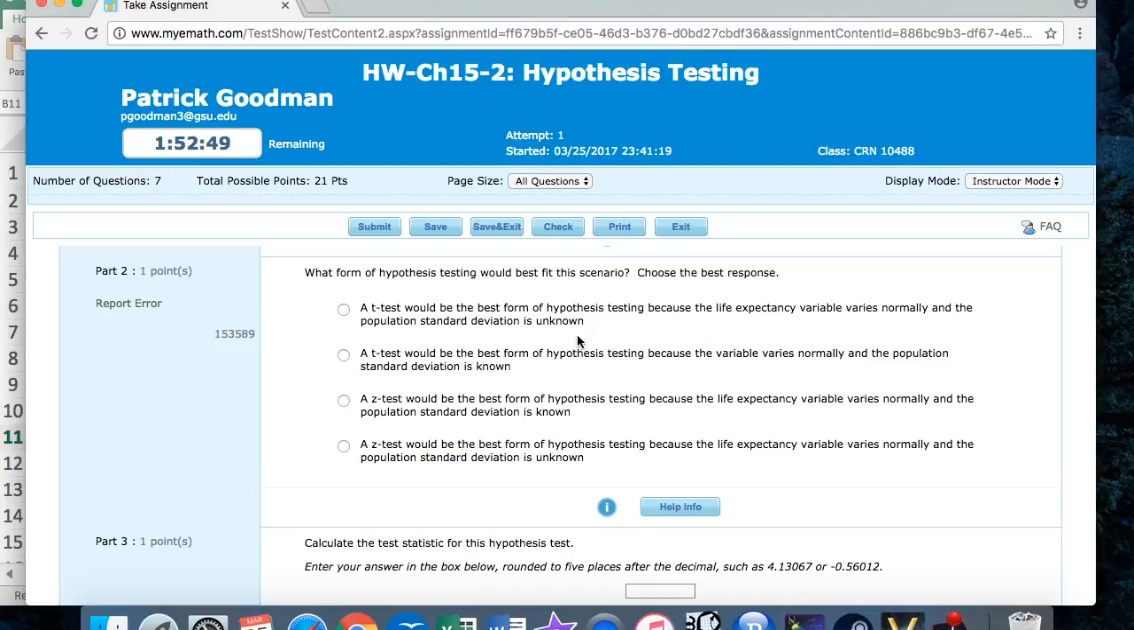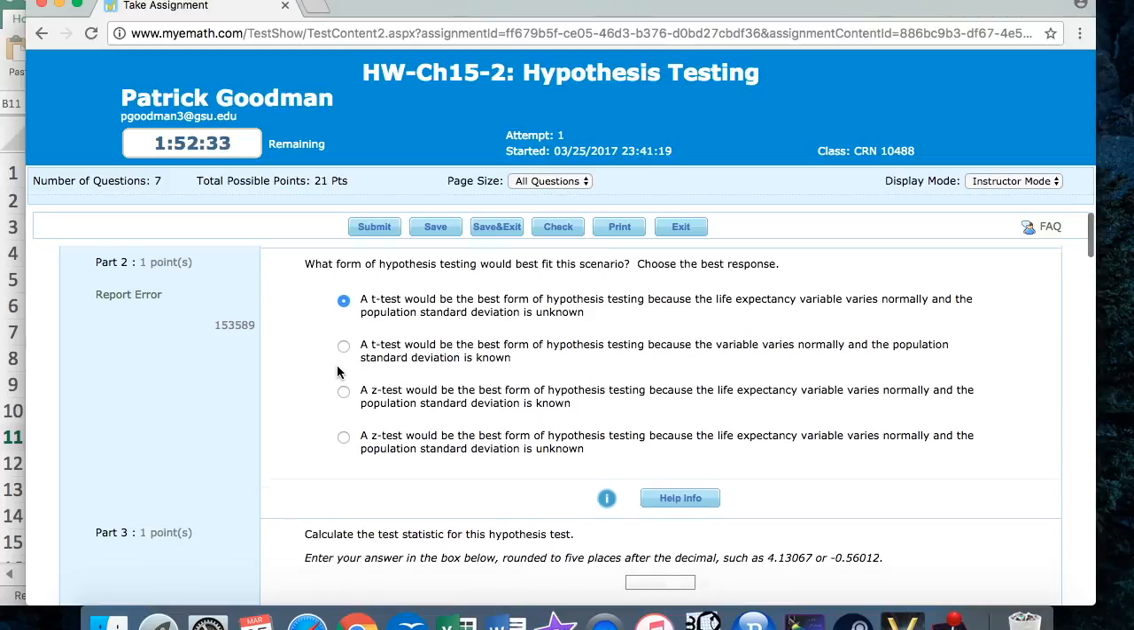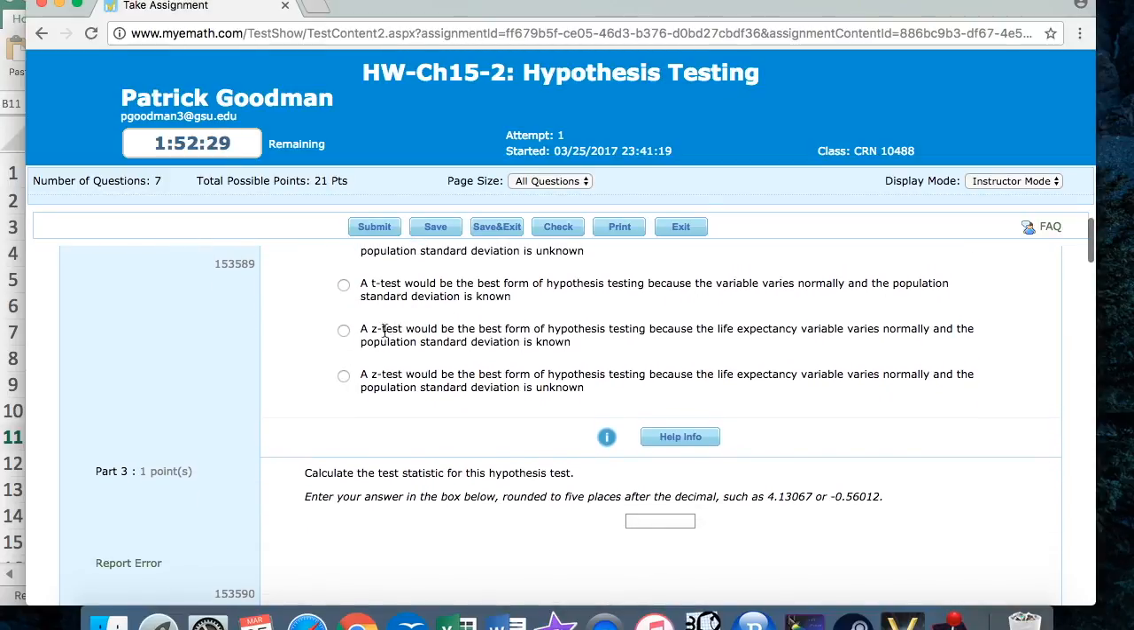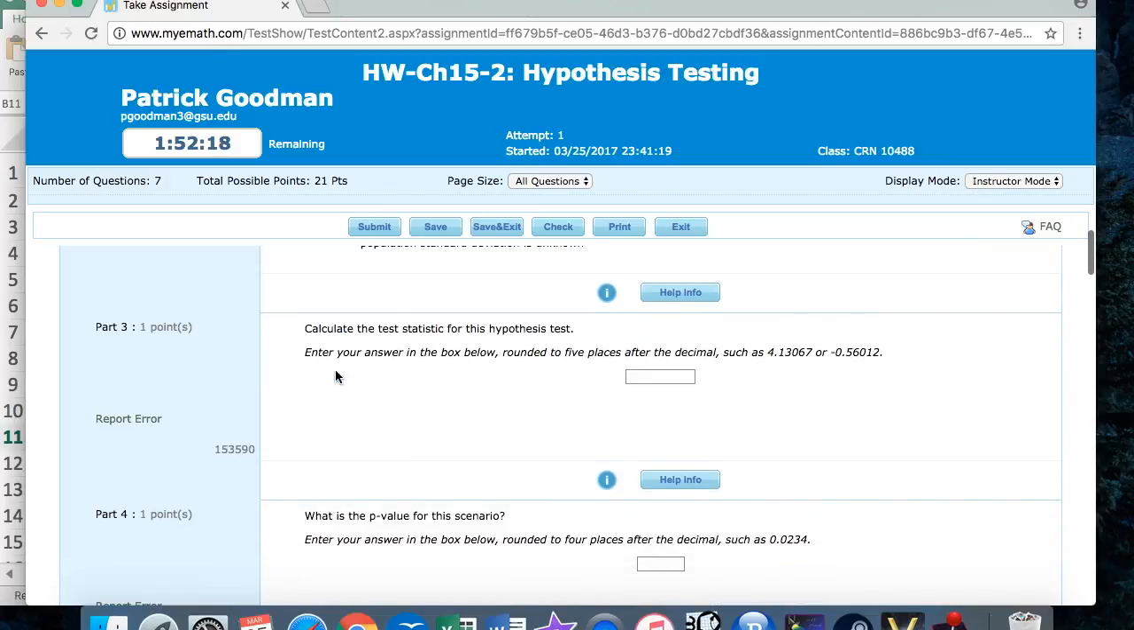Because we don't know the population standard deviation, but we could expect a normal distribution. So a t-test would be the best form of hypothesis testing because the life expectancy variable varies normally and the population standard deviation is unknown. So it'd be this one right here. Z-test, definitely not. You can't say you have a z-test and not know the standard deviation. So right away, anytime you see that, just throw that answer out. It's never going to be an answer.